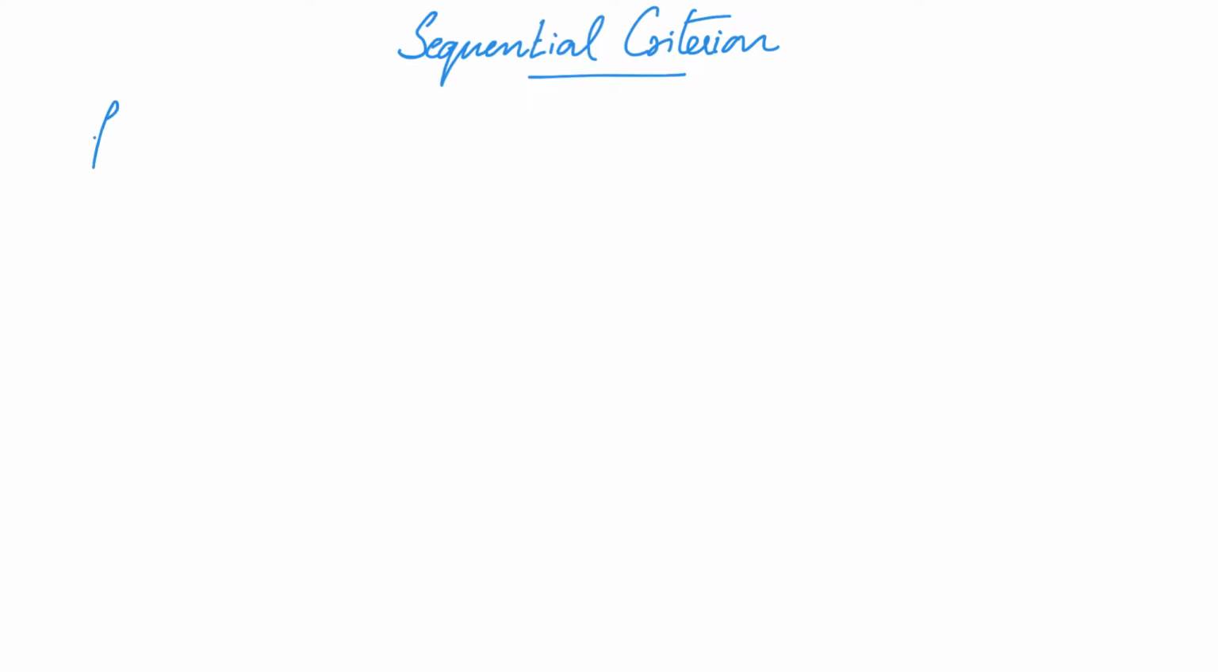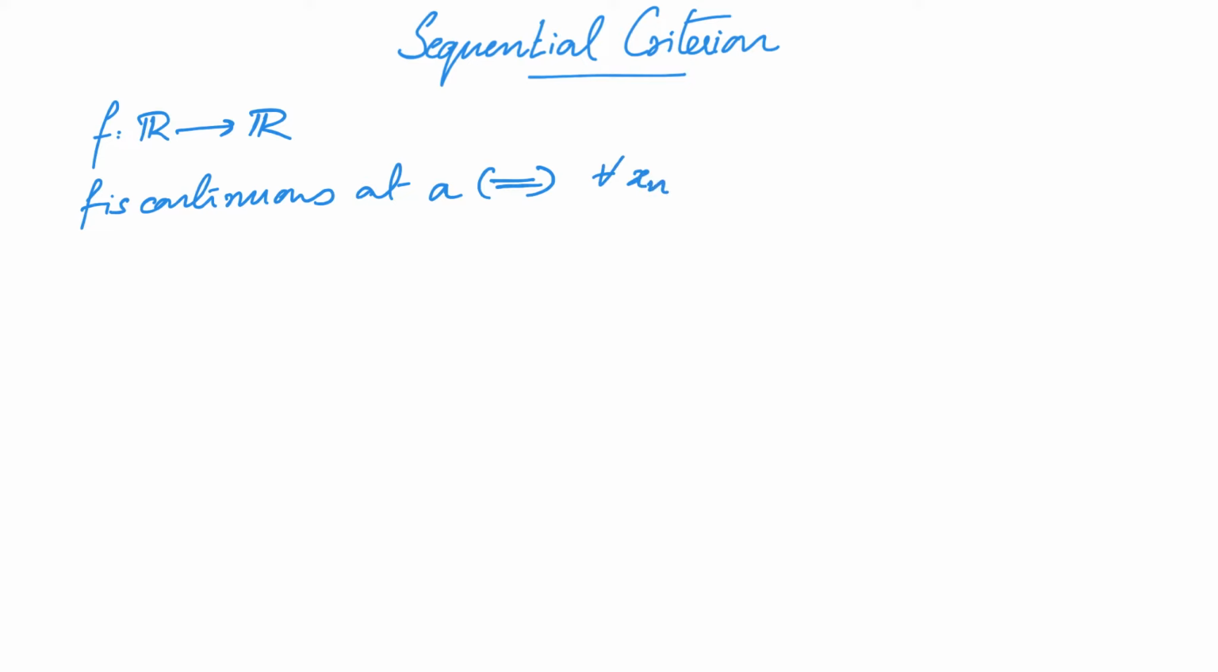While studying functions f from R to R, there was one technique that came quite handy to check whether a given function is continuous or not. This was called the sequential criterion, and it stated that a function f is continuous at a point A if and only if given any sequence xn that converges to A, the sequence f of xn also converges to f of A.